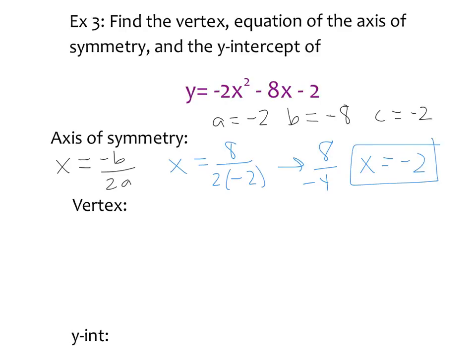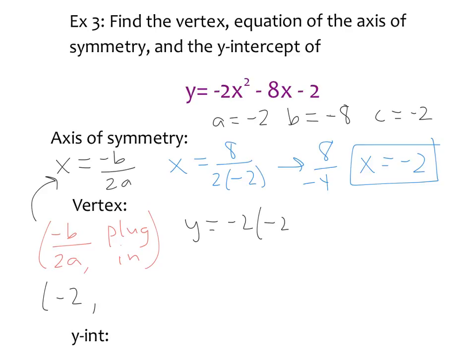Now to find the vertex, we are going to use part of the axis of symmetry because, if you recall, the x-coordinate for the vertex is the opposite of b over 2a, and then you plug what you have for x into your quadratic equation to solve for y. So we actually have half of our vertex figured out. Let's plug in our x-coordinate, which we know is -2 from the axis of symmetry. So y equals -2 squared minus 8 times -2 minus 2.